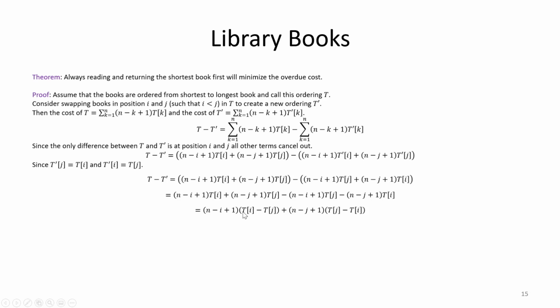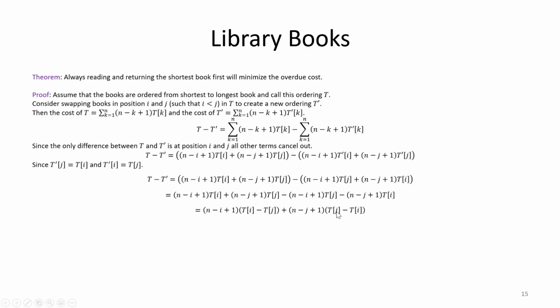Next thing we notice: this is ti minus tj, this is tj minus ti. These are actually the same value, it's just that one is the negative of the other. Let's test that out in our brain for a second. Say we had 7 and 2. 7 minus 2 is 5, right? But 2 minus 7 is minus 5. These are the same number, it's just that one is the minus of the other.